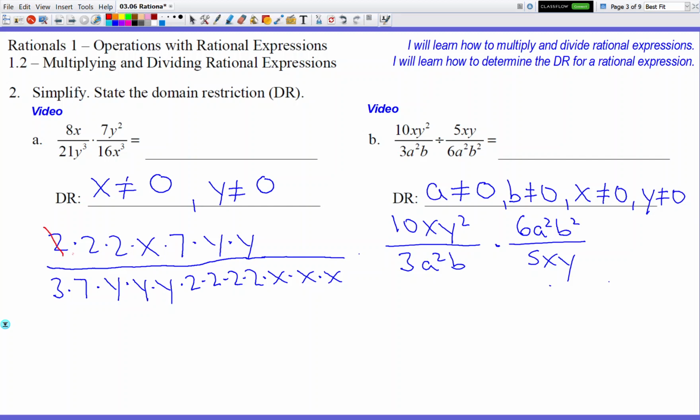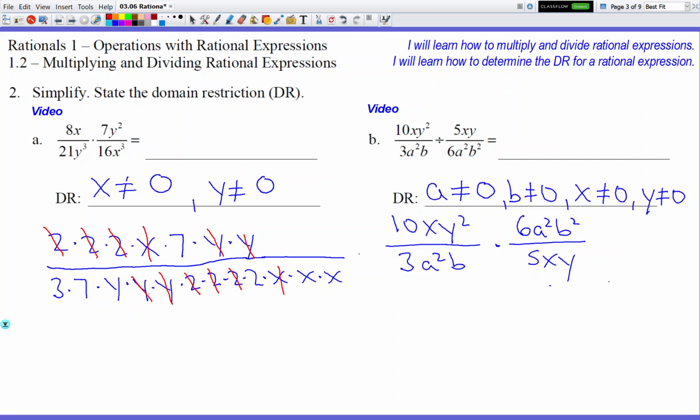So cross out a 2, cross out a 2, cross out another 2, cross out another 2, cross out one more, cross out one more. So you see what I'm doing? I'm just crossing out things that match. And if I see it on top and bottom, I cross one out on the top, cross one out on the bottom. So, and I think that's it.